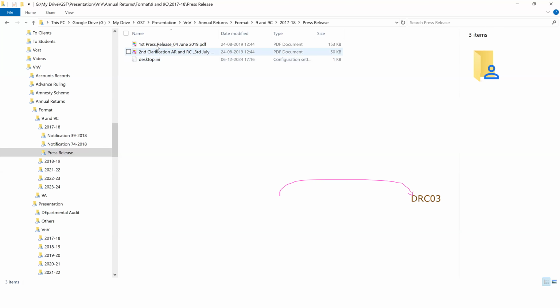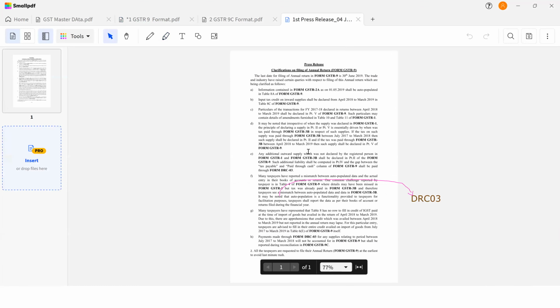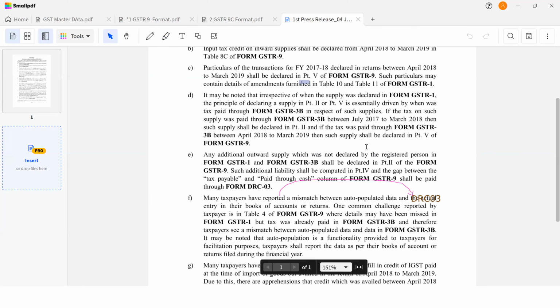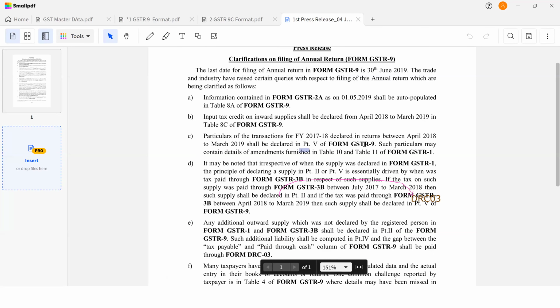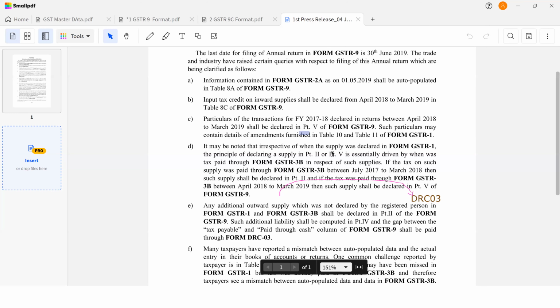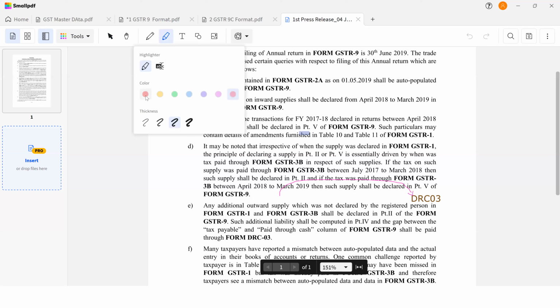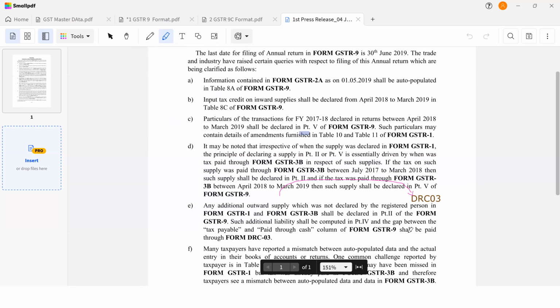It says that any additional outward supply which was not declared in 1.3b will be declared in Part 2. Which one? Which is the instruction? Sir, fourth, point E, para E. Here again they are stressing that the additional thing you are disclosing shall be paid through form DRC03. So they only want the tax paid details.